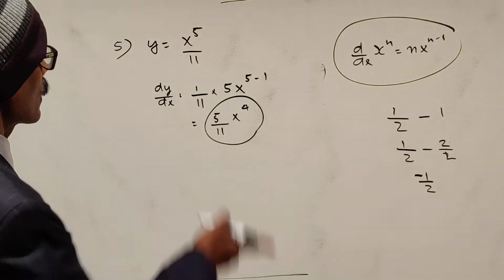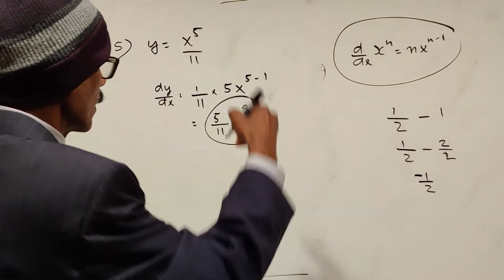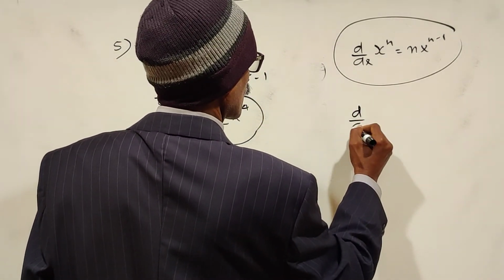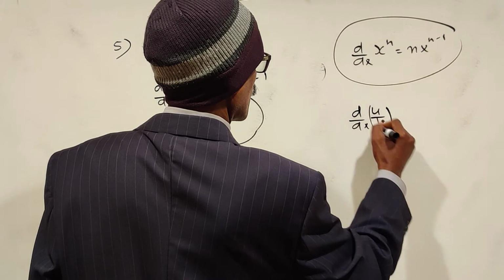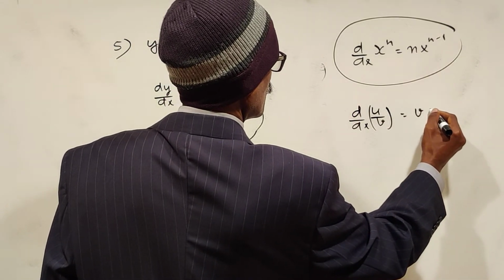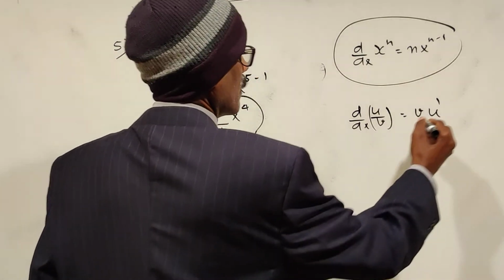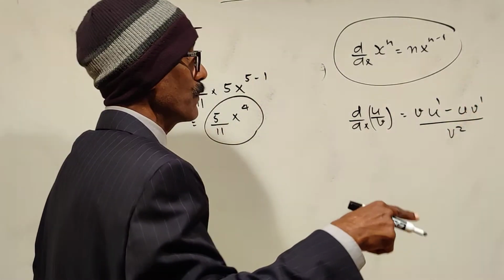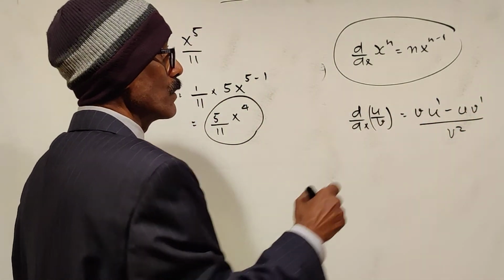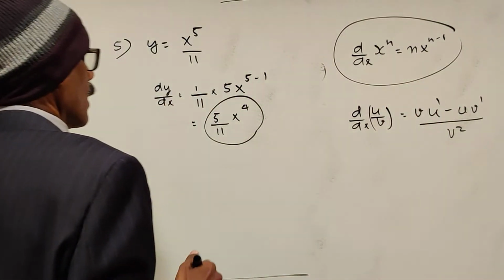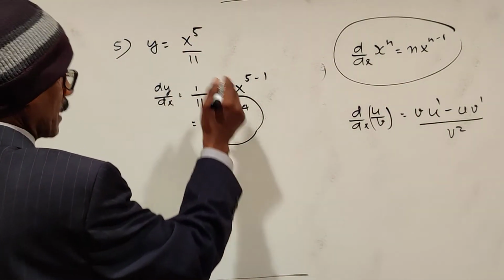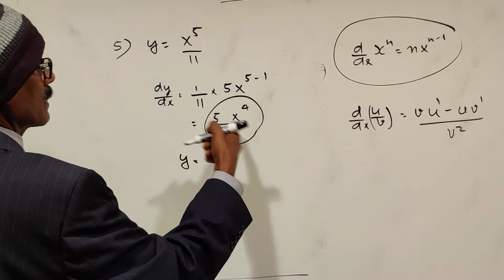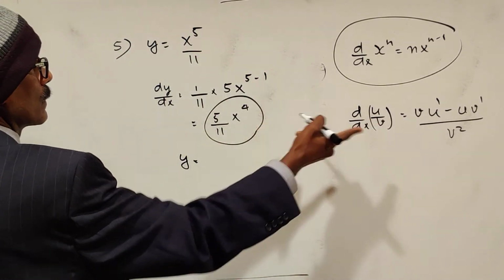Or you can apply the quotient rule. What is the quotient rule? d by dx of u by v is v times du by dx, I am going to write u dash, minus u times v dash, by v square. V dash means derivative of v, and u dash means derivative of u. This is the easiest method. If you have any question, then I will show you how to use the quotient rule.